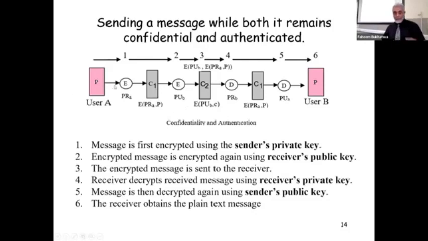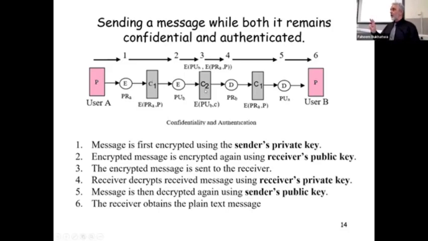So we encrypt it first using the private key of the sender, then followed by the public key of the receiver, and send it out, and this is now the message. So this is the ciphered message. This is the first cipher, C1, and then ciphered again, C2.